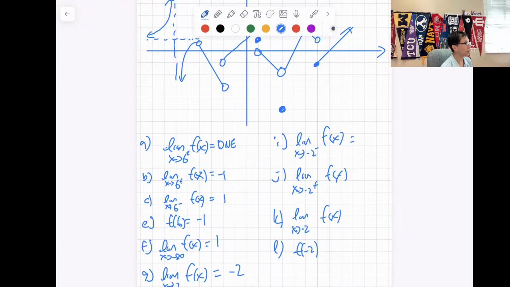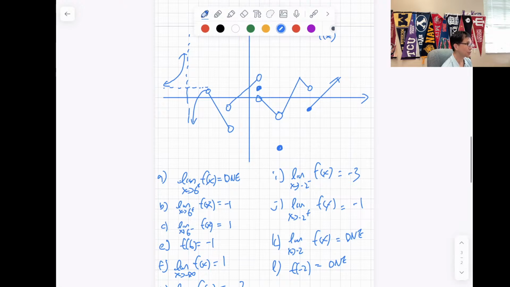Okay, -2 from the left. What's -2 from the left? Raphael? -3. What's -2 from the right? -1. What happened when limit x approaching -2? Does not exist. Good. Madison, what's f of -2? Does not exist also because there's no solid dots. Good job. So that's pretty much it.